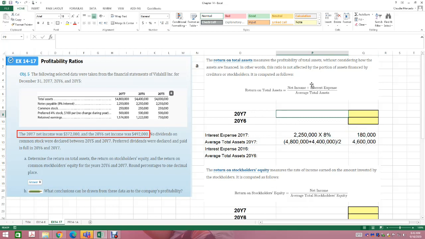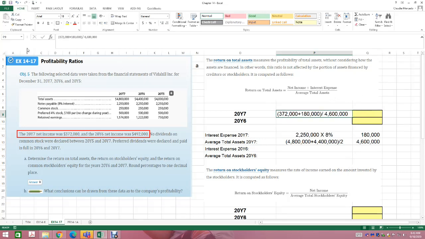Now that I've got all of my components, I can do my actual calculation for my return on total assets. So your return on total assets is your net income, which is $372,000 right here. I'm going to add my interest expense, which is $180,000, and divide by your average total assets, which is $4,600,000. So that is what the formula is going to look like. Let's see what that gives us: 372,000 plus 180 divided by 4,600,000.